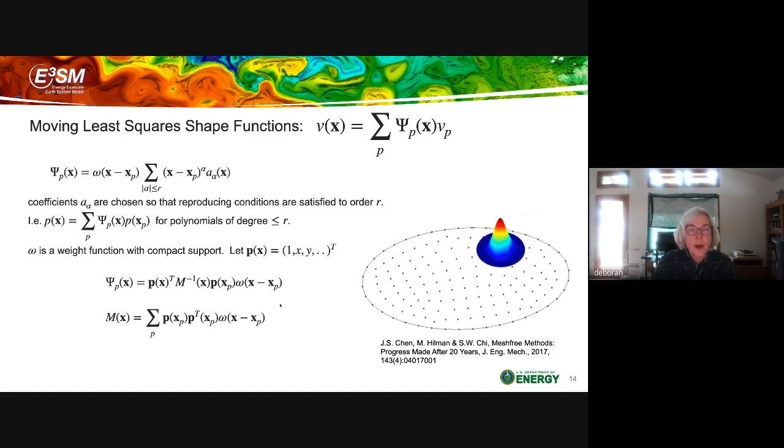And so if, for example, we want to get a value at a vertex, and we want to have linear exactness, which means we reproduce just linear polynomials, then we would have in our basis 1, x, y, and z. And so for each point that we wanted to reconstruct the function, we'd have a 4x4 system of equations for the 4 coefficients to solve to determine this shape function.